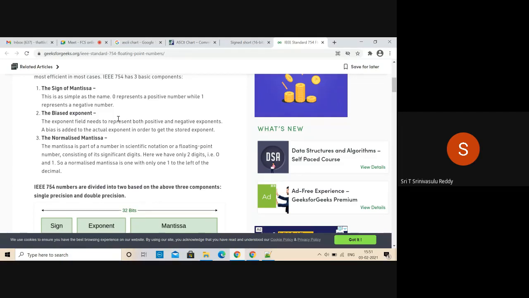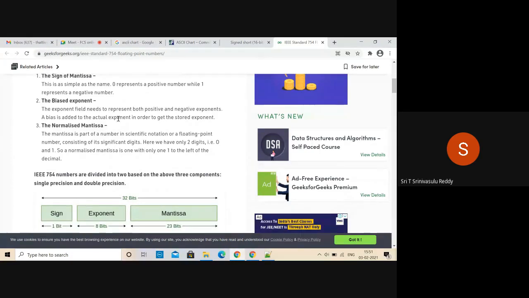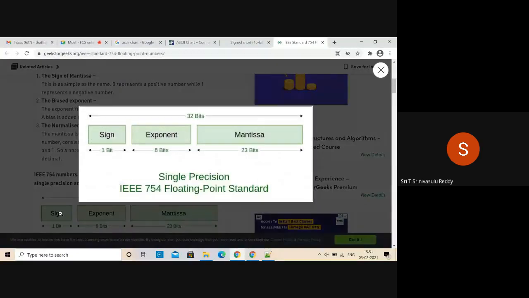Whenever the corresponding sequence of zeros and ones is divided into three categories, one bit goes for the sign bit. So floating point numbers, whenever you use float followed by f, use 32 bits. Even an integer uses 32 bits. For real numbers, the float data type uses 32 bits.